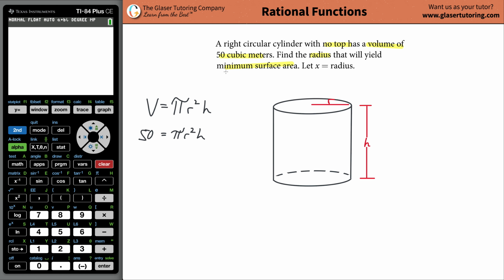So now I'm going to look to the other piece of information in the problem. It's talking about surface area. Now, what is the surface area of a cylinder that has an open top? Well, imagine it's a cup, basically. A regular old Solo cup.